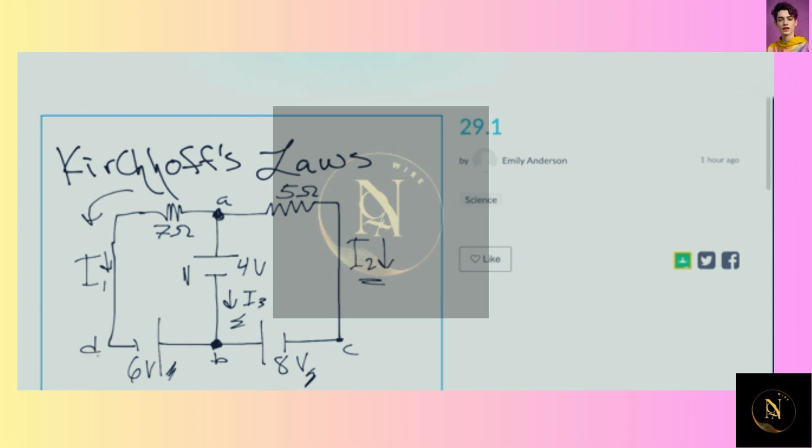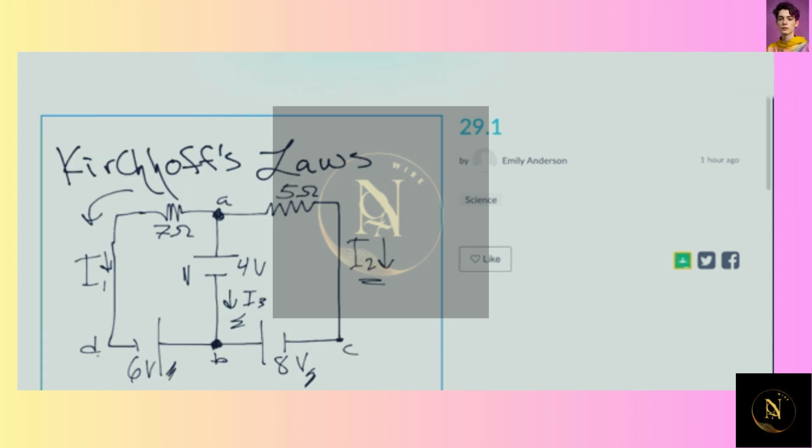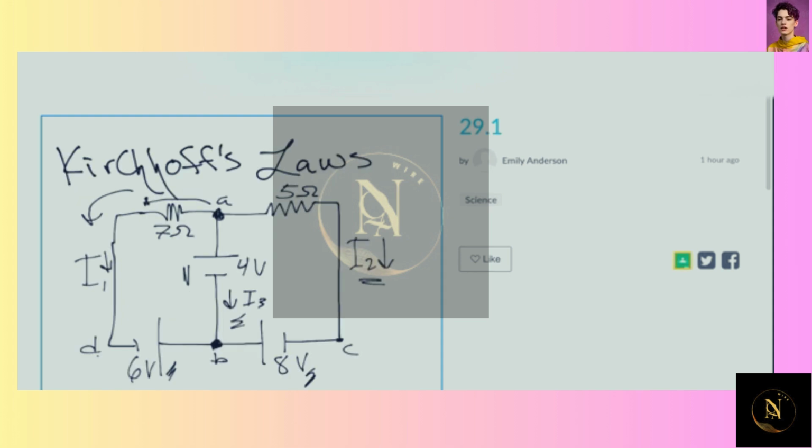Now let's look at our individual components. Starting here, I have I1 going across my 7 ohm resistor, so that's going to be a negative 7 because the voltage is dropping, times I1. So that's through there to point D. Then we need to add 6 volts because we have a potential increase of 6 volts. Same thing up here, we're going to have a potential increase of 4 volts. So plus 6 volt increase plus our 4 volt increase equals 0.